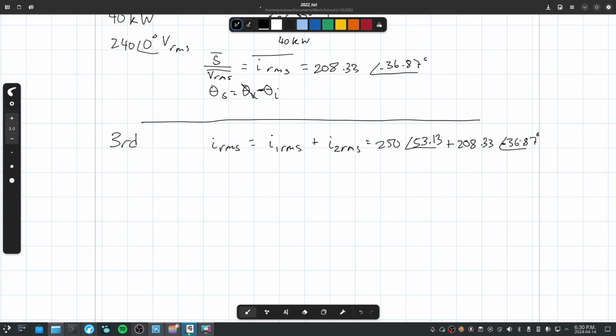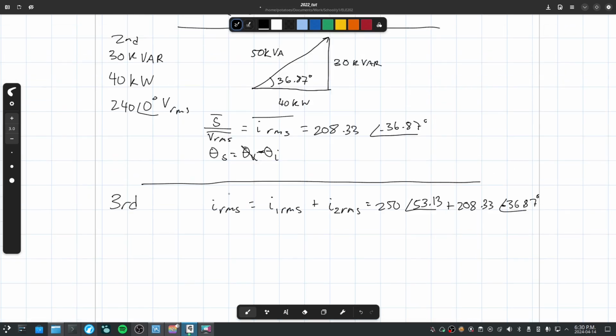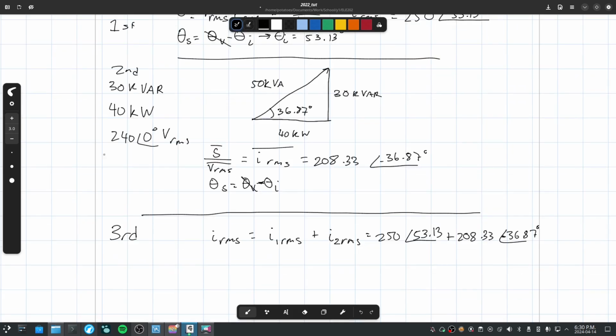Which number is for 208.33? It comes here. So how do you get 208? Here. It's the apparent power divided by the voltage. So this is the apparent power, right? This is S. The imaginary part is Q, and the real part is P average.